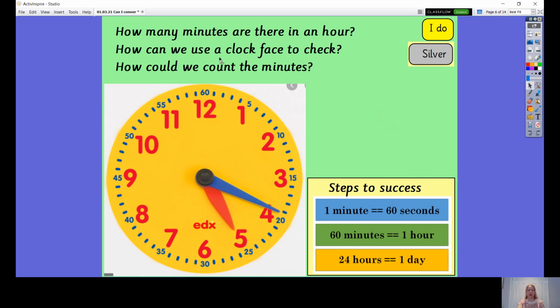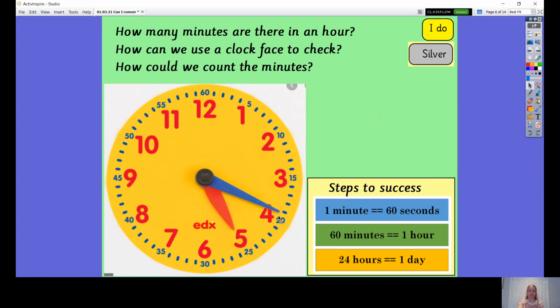How can we use a clock face to check? Well, we start at the 12 and we count round in 5s because this is the minutes, isn't it? The little blue dots are all the minutes going round, and that's why the blue hand is the minute hand on this clock to help us remember that. So count round in 5s though, don't we? Because it's easier to count. 5, 10, 15, 20, 25, 30, 35, 40, 45, 50, 55, 60. So there are 60 minutes in an hour.